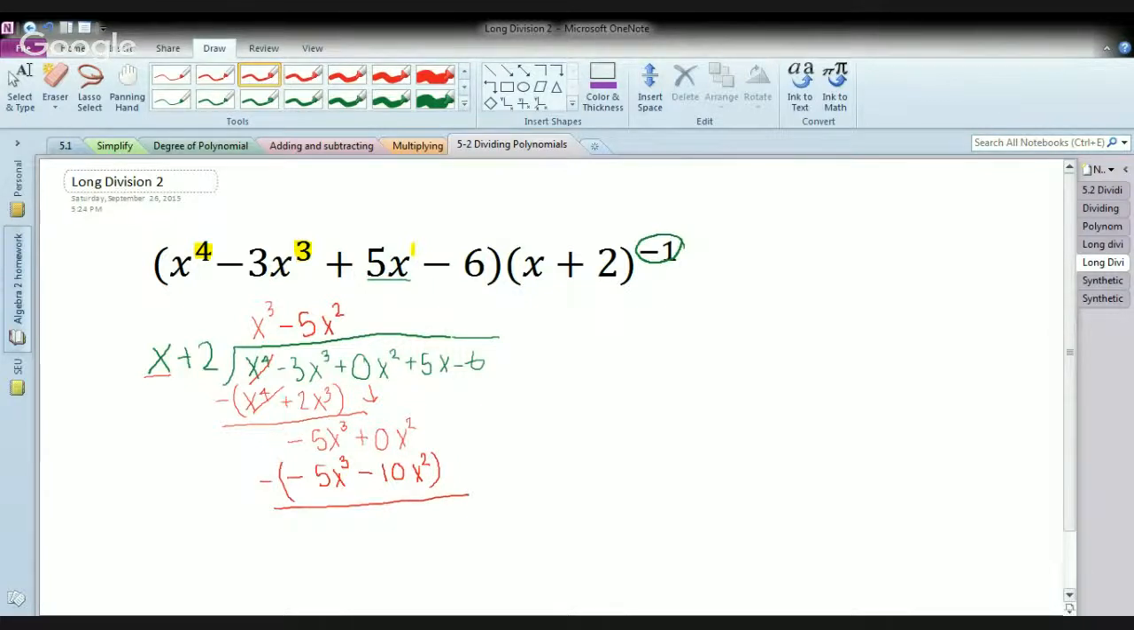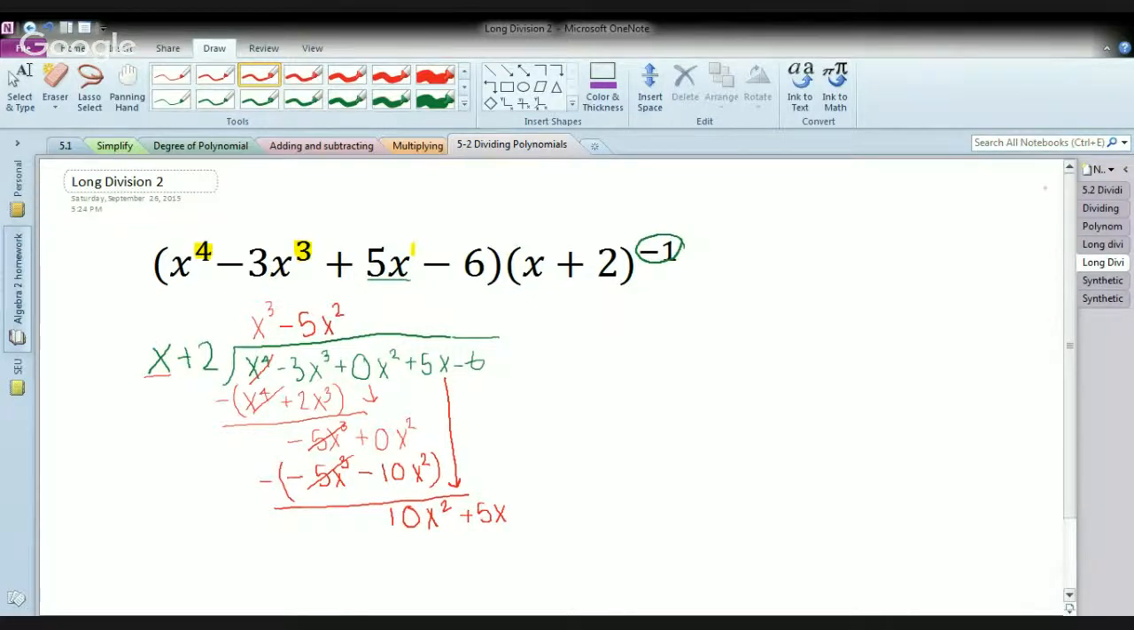So I'm saying negative 5x to the 3rd. We're distributing the negatives: negative 5x to the 3rd plus 5x to the 3rd. That's going to cancel. 0x squared. Don't forget, since it's a negative out here, this is actually becoming a positive 10x squared. So 0 plus 10x squared is going to leave me with 10x squared. And we bring down our 5x. So plus 5x.